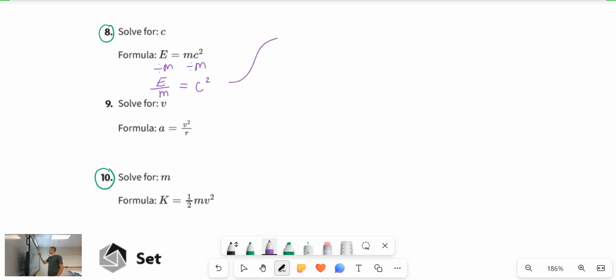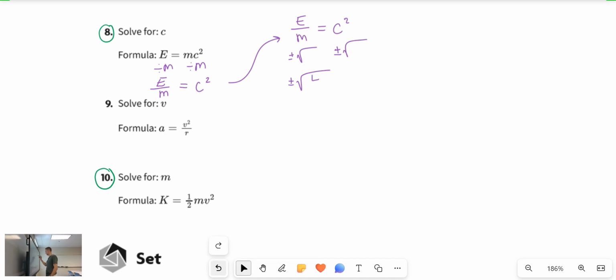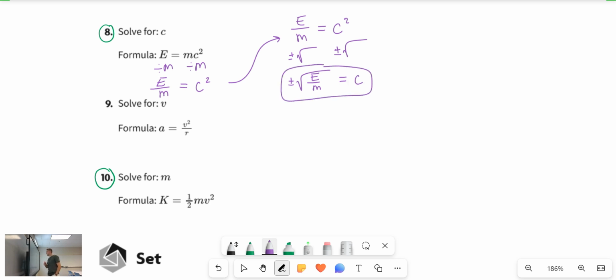Now we're going to copy this up so we have a little bit more space. E divided by m equals c squared. We're going to take the positive or negative square root of both sides. And we get the positive or negative square root of E divided by m equals C. So we've solved for C there.